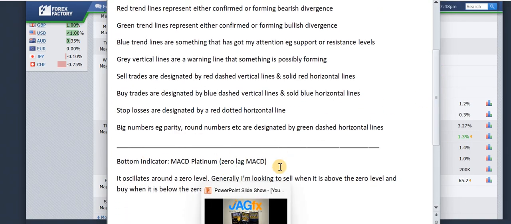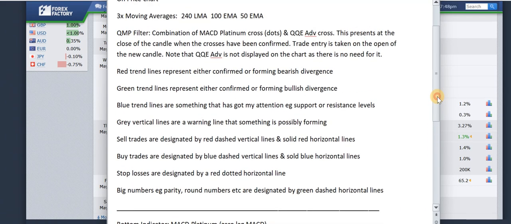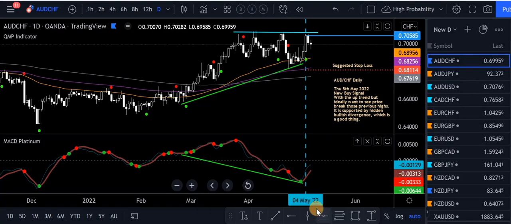The main thing is the bottom indicator is the MACD Platinum. All it is is a zero lag MACD, and it oscillates around a zero level, which you'll see. And generally, I'm looking to sell when it's above the zero level and buy when it's below the zero level. But you'll see all that anyway. All right, so you can have a read of that. I'll bring it up at the end, hopefully. So now let's have a look at the charts.